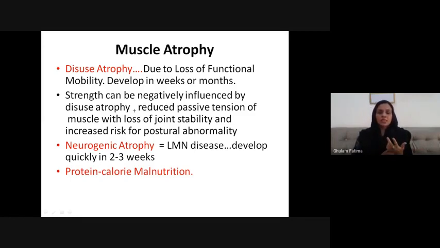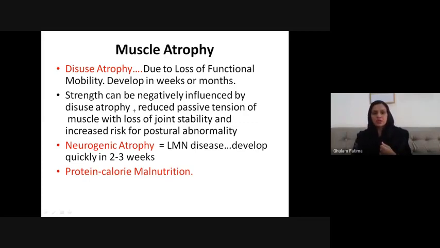You can see an example of disuse atrophy in patients who have had POP (plaster of Paris) for months and months. When the POP is removed, they have a significant loss in muscle bulk. The next type is neurogenic atrophy.